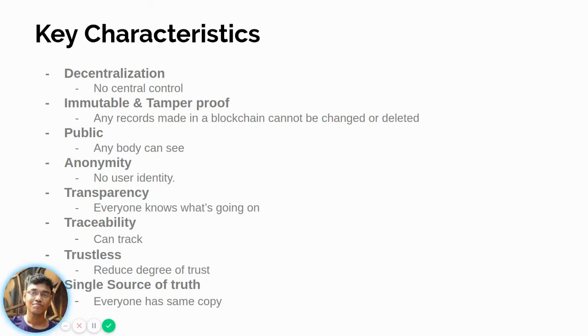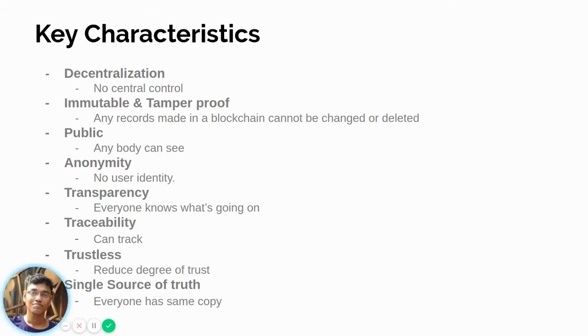Next is transparency. Because it's public, everybody knows what's going on. And then there is traceability. Because all of the blocks are linked, you can actually trace when and what happened. So that's the traceability. And next is trustless.